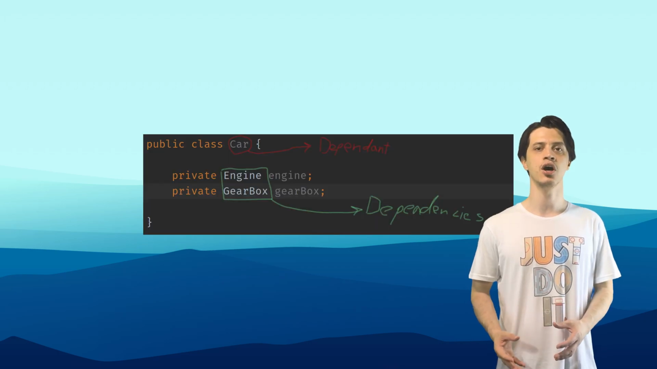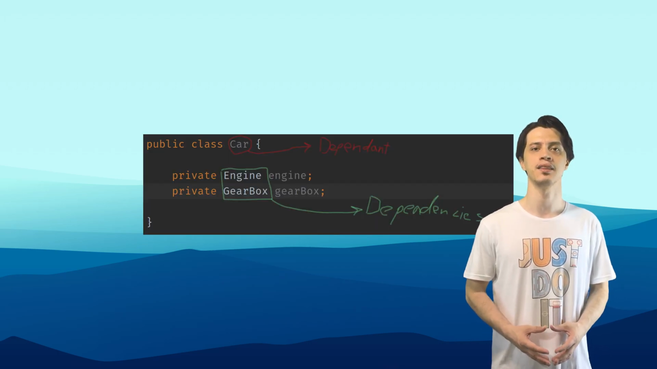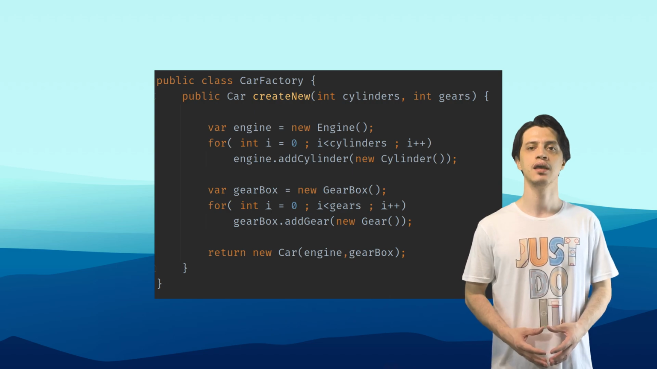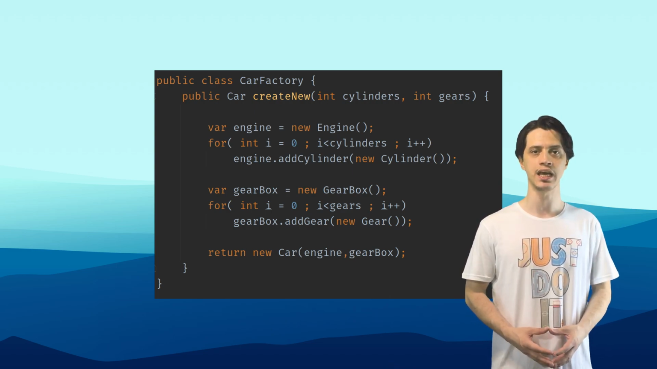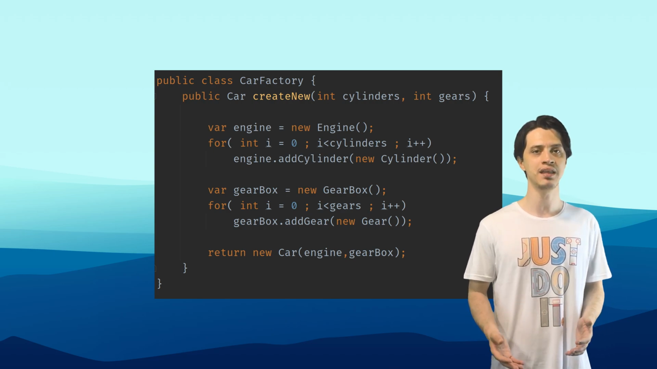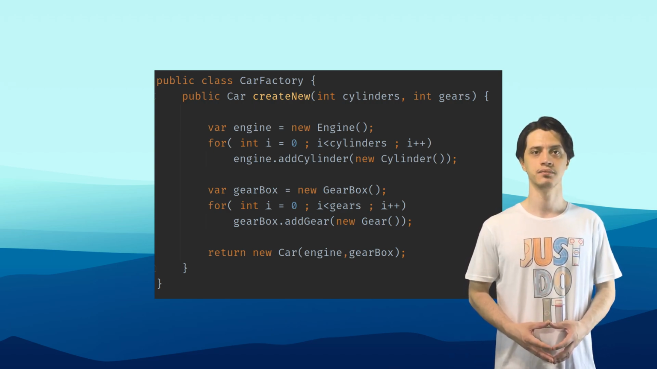For example, in the case of the car class, it is dependent on engine and gearbox, and the engine itself is dependent on cylinders, and there might be more depth to this object graph. So the provider of a car object should know every detail about how to access, instantiate, and initialize the dependencies, and also about the dependencies of the dependencies.